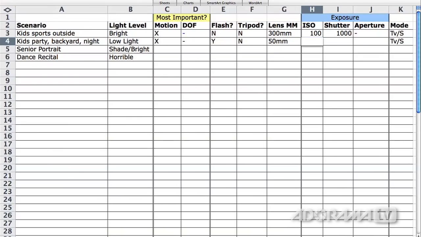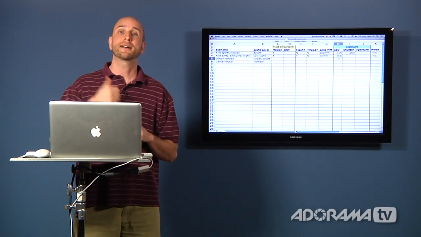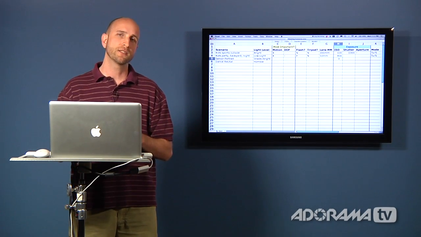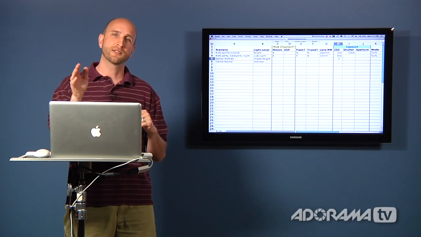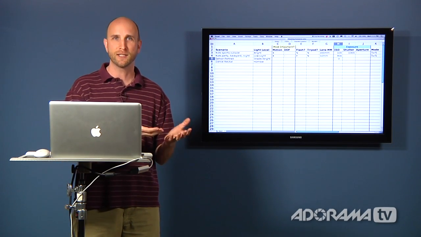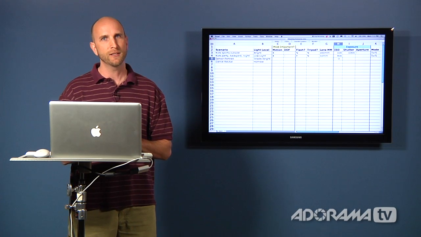So what we're going to do is I'm going to type in 800. So we're going to have our ISO at 800, which is pretty high, but not crazy high. And what I suggest is you do some experiments to see what different ISO levels do for you as far as creating noise in your image, but 800 is a pretty good starting point.